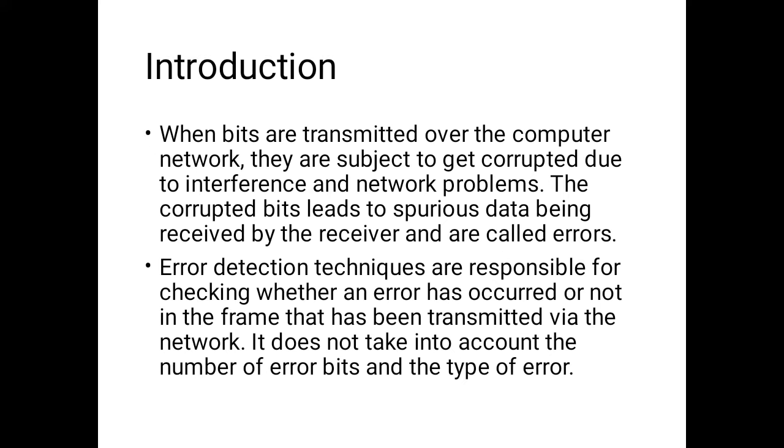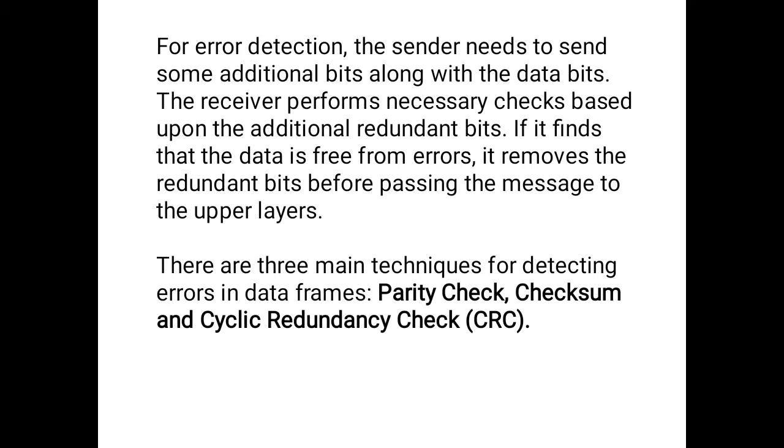Next, for error detection, the sender needs to send some additional bits along with the data bits. The receiver performs the necessary checks based on the additional redundant bits which are added extra. If it finds that the data is free from errors, it will remove the redundant bits, the extra added bits, before passing the message to the upper layers, to further blocks.